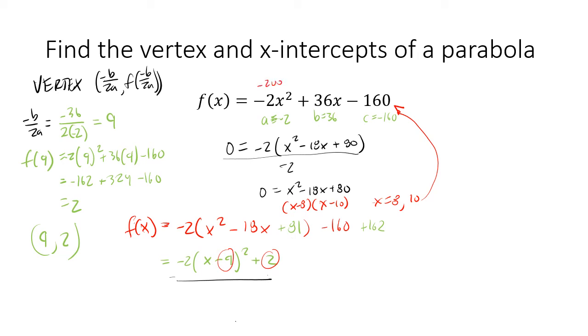This will be negative 200 if you plug in 10. Negative 200 plus 360 minus 160, yeah, that's 0. And you can do it for 8 also, but 10 is easier than 8. Anyway, so that's how you find either the x-intercepts or the vertex.